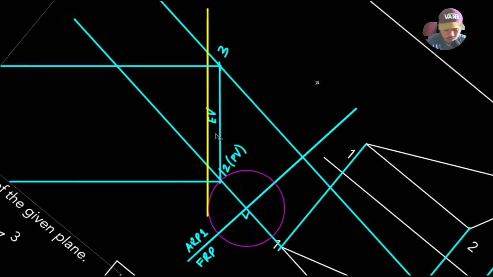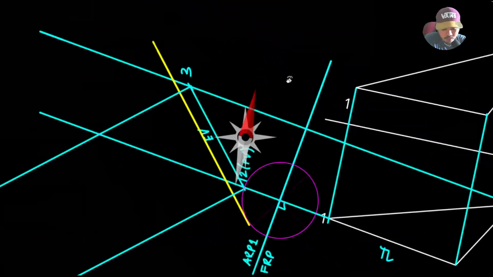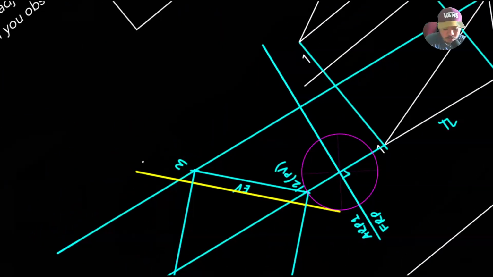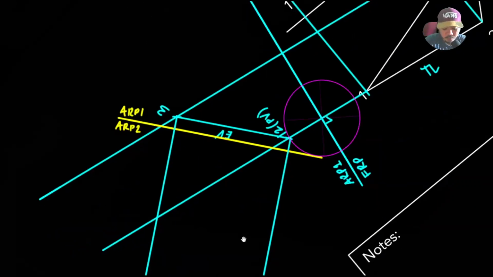So I'm working on, and let's label this. This is actually ARP1, right? This is separating ARP1, and let's use yellow as well, to be more consistent. ARP1. This is ARP2. Okay?